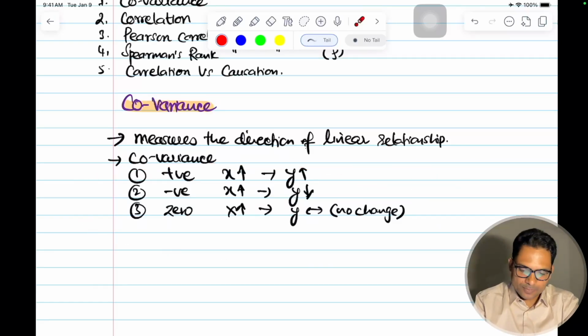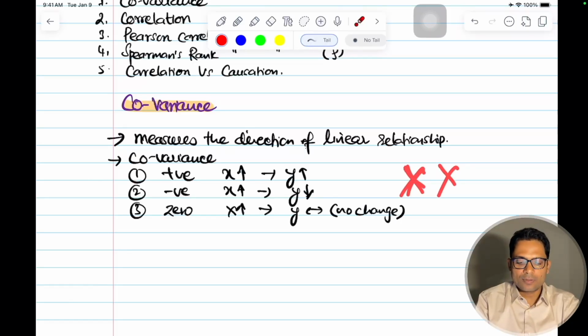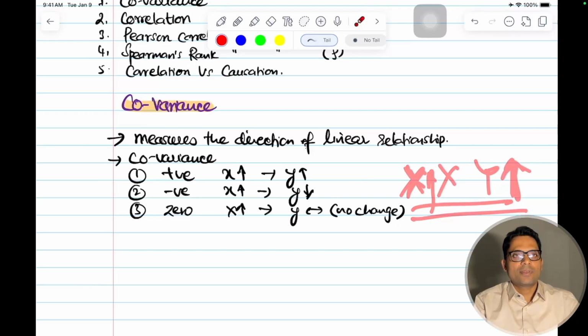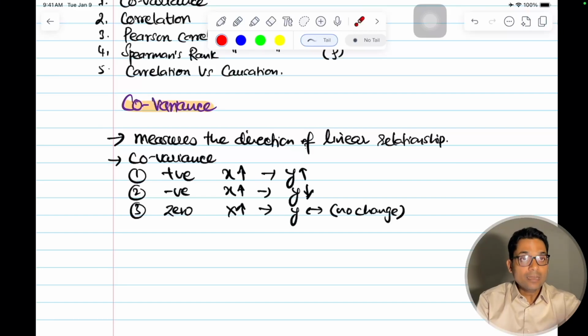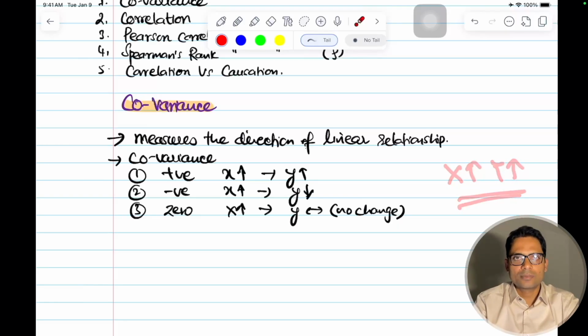Say for example, simple: age of a person is x and height of a person is y. So as x increases, y increases, so there is a positive correlation. As the age of a child increases, the height will increase. So there is a positive correlation between those two, right? So that's what it measures. A simple example.